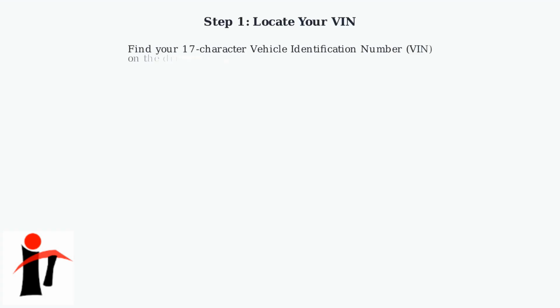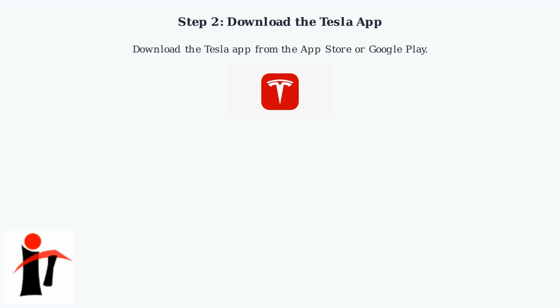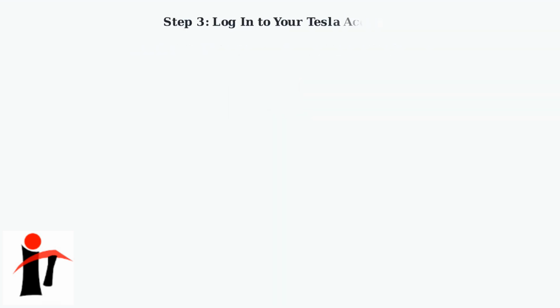First, locate your 17-character Vehicle Identification Number, or VIN. You can find it on the driver's side door jamb or under the windshield. Next, download the Tesla app from the App Store or Google Play. Then, log into your Tesla account. If you don't have one yet, create one during the process.